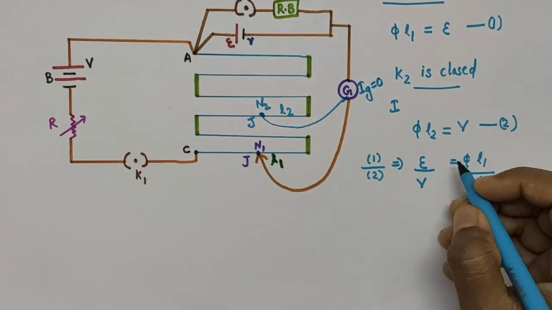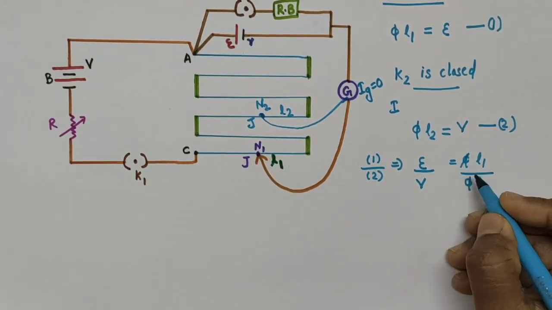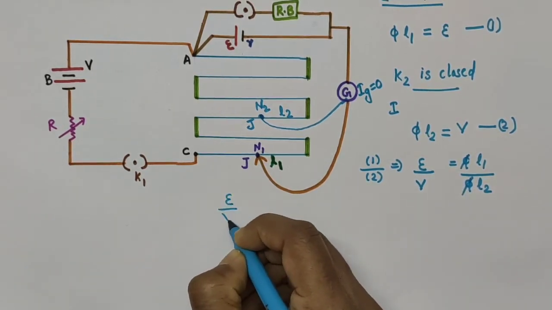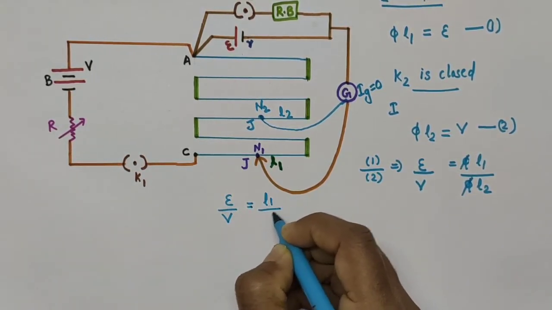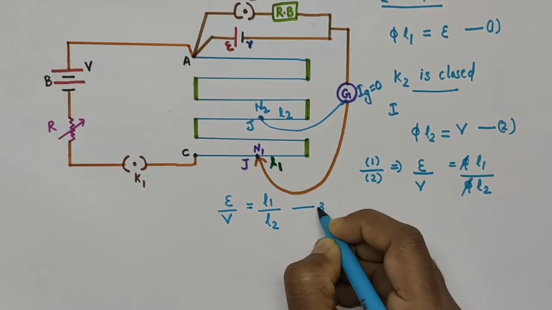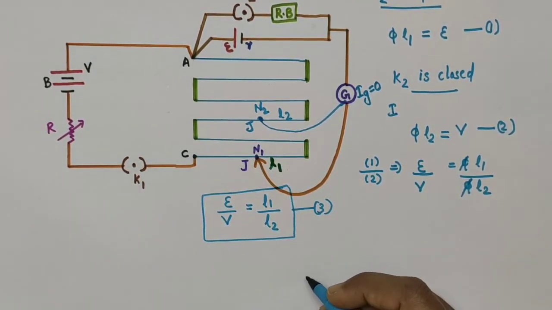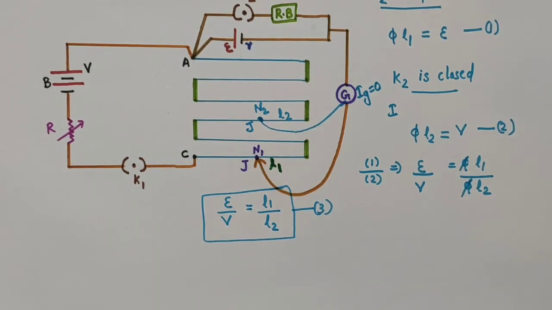Now this phi in the numerator and this phi in the denominator can be cancelled. So we will be getting E divided by V equal to L1 divided by L2, and I am taking this as equation number 3.